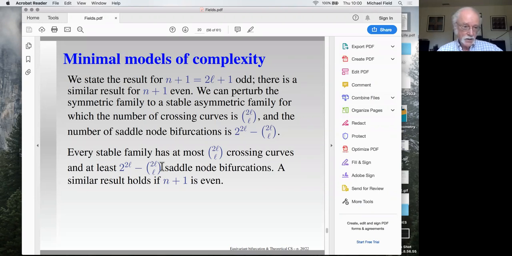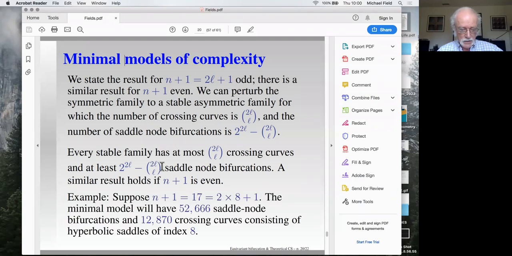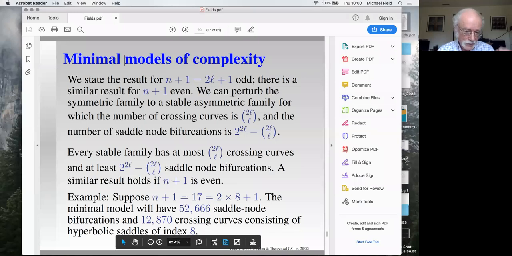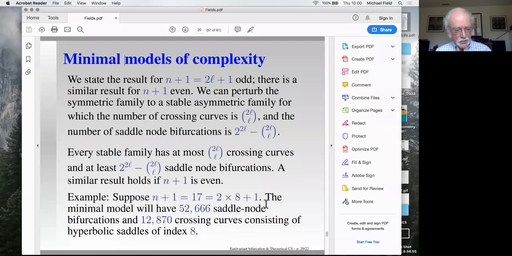And you have a similar result, a little more difficult, when n+1 is even. So let me give you an idea what this is saying. Suppose, for the sake of argument, we take n+1 is 17. Then the middle model here, this is the simplest kind of model for symmetry breaking, will have 52,666 saddle node bifurcations and 12,870 crossing curves of index 8. Okay, but what does this mean?